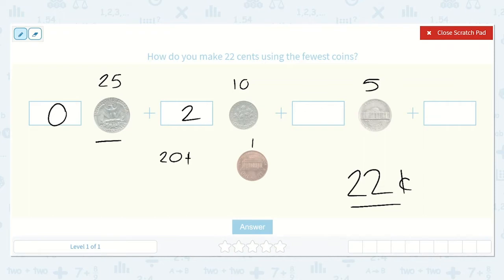And I know that the only coin that is a cent is a penny. All right, so we need 2 of those to make 2 cents. So I'm going to put my 2 up here. 2 pennies. So we have 20 plus 2 is equal to 22. So we used 0 quarters. We used 2 dimes. We didn't use any nickels because we wanted to use the fewest amount of coins. And then we used 2 pennies.